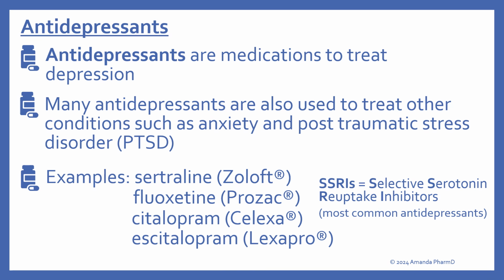Next are the antidepressants. These are medications to treat depression. And many of the antidepressants are also used to treat other conditions such as anxiety and post-traumatic stress disorder. Some examples include sertraline, brand name Zoloft, fluoxetine, brand name Prozac, citalopram, brand name is Celexa, and escitalopram, brand name is Lexapro. And all these examples are SSRIs, which stands for selective serotonin reuptake inhibitors, and that is the most common type of antidepressant.